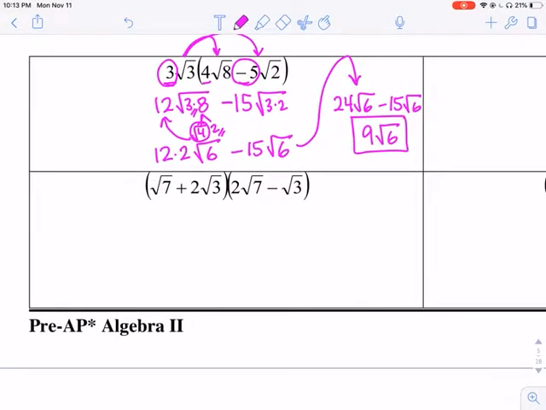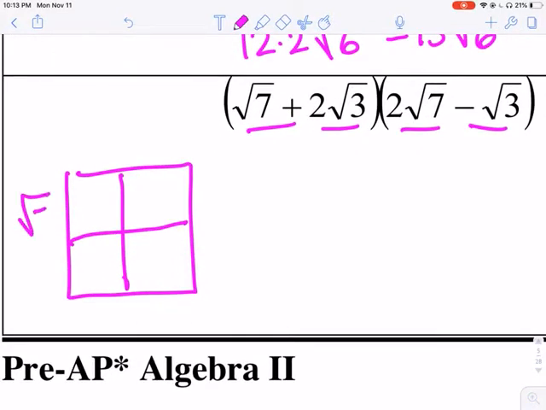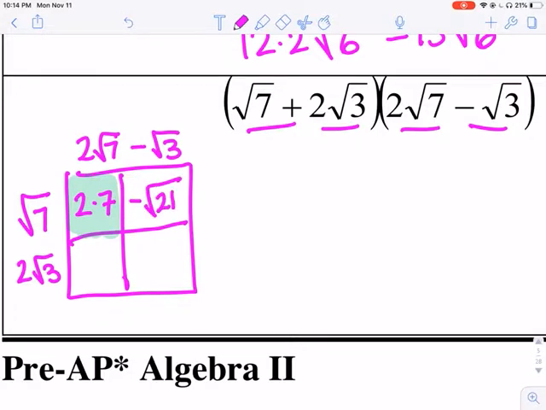The second one, I can see there's 2 terms times 2 terms, a binomial times a binomial. So I'm actually going to use the box. I think that that's an easier way to think about it. So I'm going to have square root 7 times 2 square root 7, and 2 square root 7 minus square root 3. So in the first box, I would have whole number 2, and then square root 7 times square root 7 would be just 7. It'd be square root of 49, which I know is 7. I would have a negative here. Negative 7 times negative 3 is negative 21.